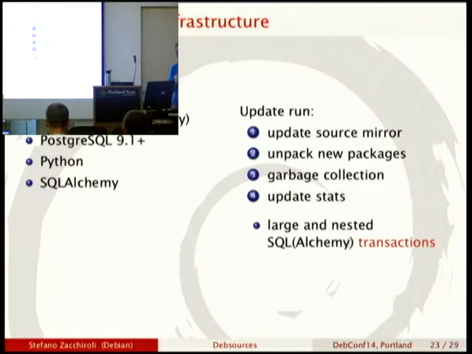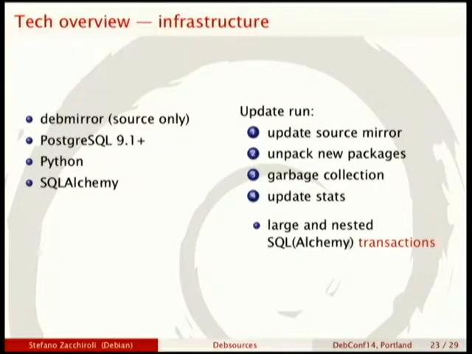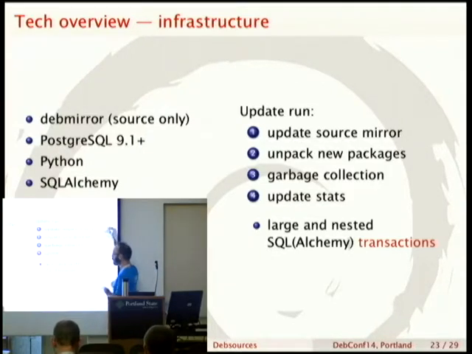In case you want to have a look at the code, the technology we use is pretty straightforward. We use DebMirror for the mirroring part. The DB is Postgres, 9.1 or later is required, I don't remember why, but it works on a stable machine. Python is the implementation language of choice, and the main technology used on top of Python for the infrastructure part is SQLAlchemy. There we have nice models you can use to query the database, and it's working pretty well for us. At every update run, after updating the source mirror, we unpack all the new packages, we do garbage collection for all the packages that have disappeared, and we update the stats, which essentially means running all the plugins.